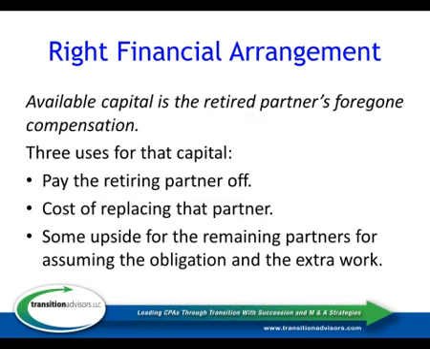The capital that you have to use for buying out a partner is that partner's foregone compensation. So we're talking about compensation, benefits, the whole bit. Say, for instance, and we'll go through an example of that in a second. What we're going to do with the capital is pay off the partner, replace the partner, and leave some upside for the remaining partners in the firm so that they feel like they have an incentive to take on the obligation and the extra work that's required.